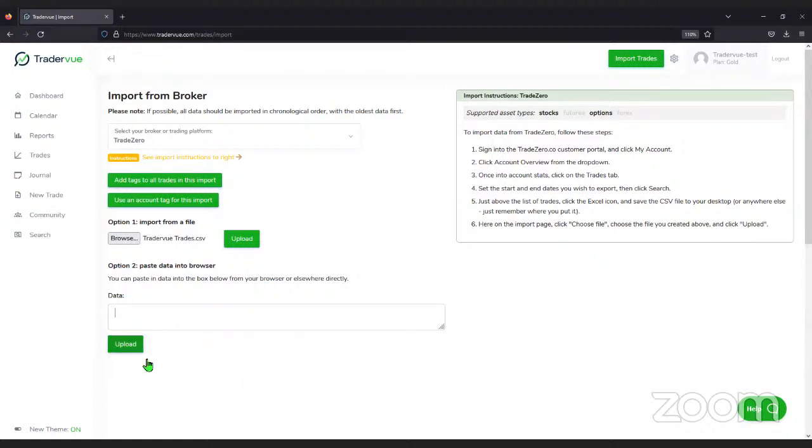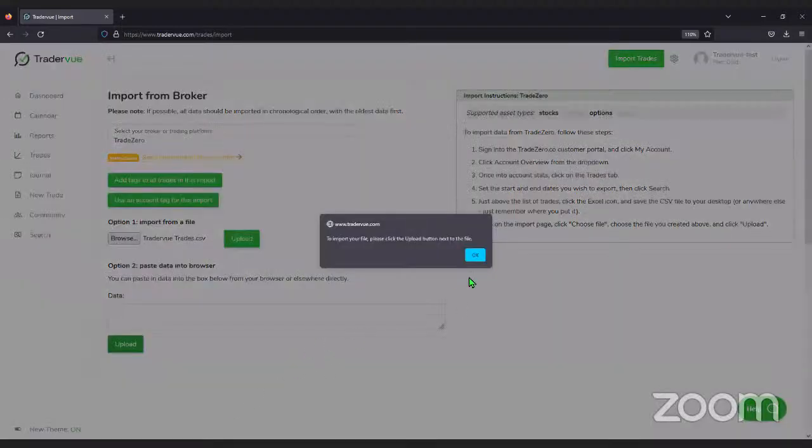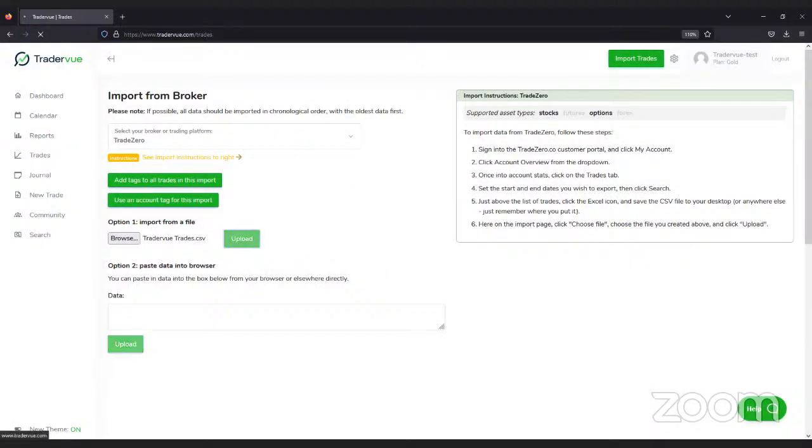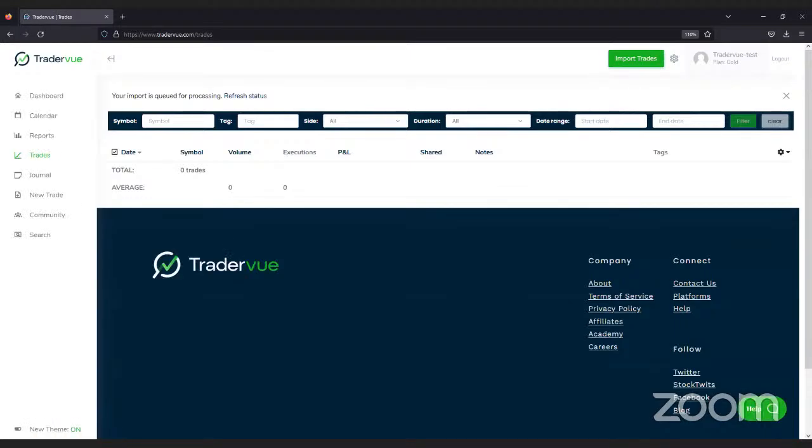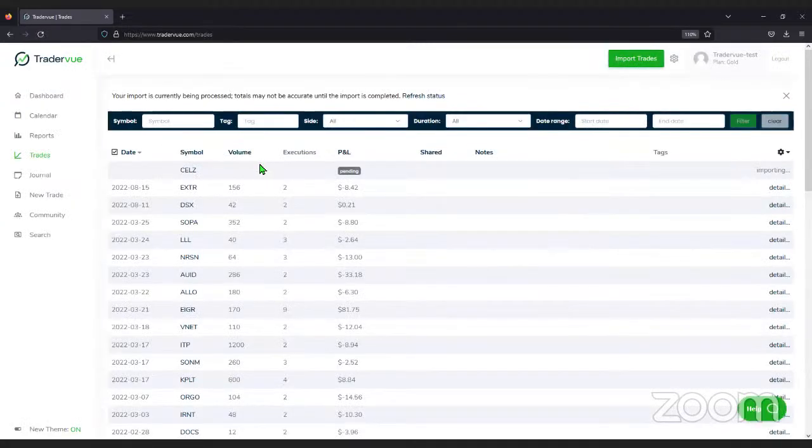So yeah, let's click on upload and see what happens. Oops, my bad here. You will usually get this message for a couple seconds: your import is queued for processing. Then you can click on refresh status, and you can see that now trades are starting to appear here.